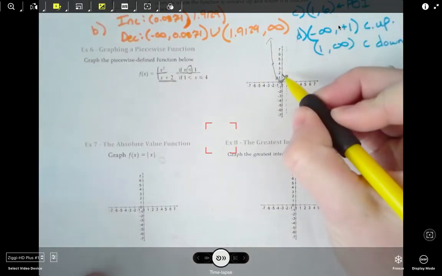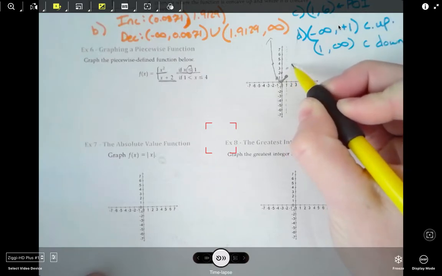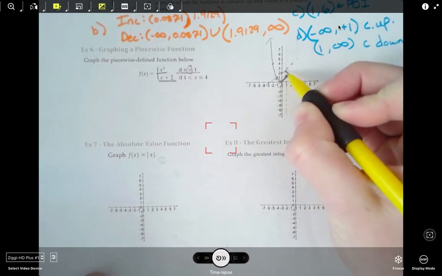And then I have x plus 2 is my next function. And x plus 2 is a linear function. So he starts at 2 and he goes up 1 over 1, up 1 over 1, up 1 over 1. So he basically looks like this.